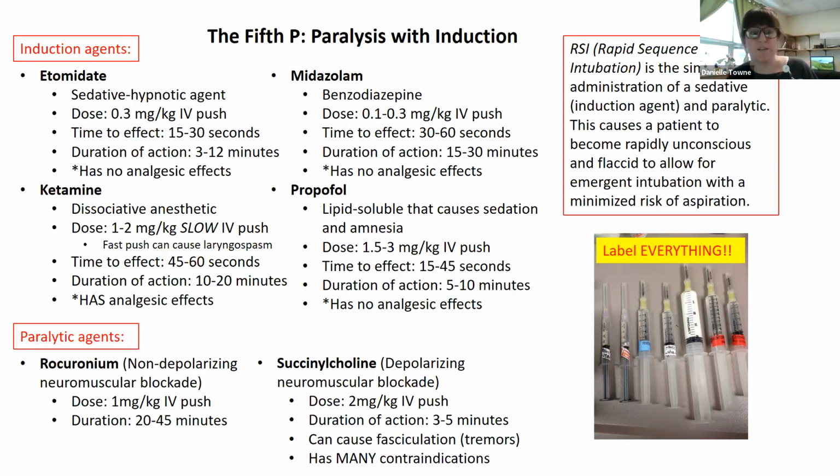We have 2 paralytics. We have rocuronium and we have succinylcholine. Rocuronium is a non-depolarizing neuromuscular blockade. So what it means is it actually just stops the impulse before it reaches the muscle. And so you see a paralysis effect. Typical dose is 1 milligram per kilogram IV push, and it can last anywhere from 20 to 45 minutes. Anecdotally, we've seen in COVID patients, it's actually lasting closer to an hour and a half.